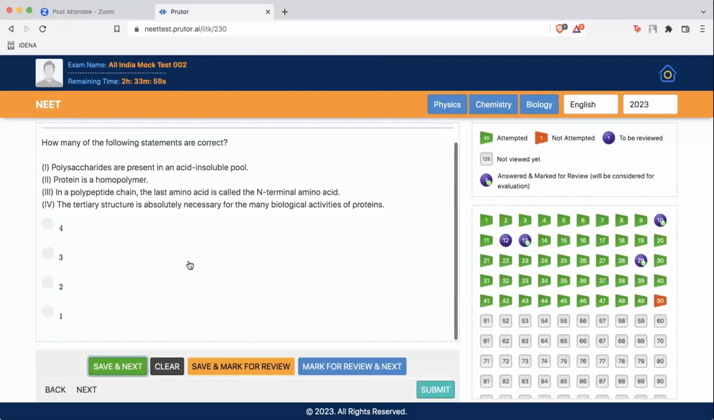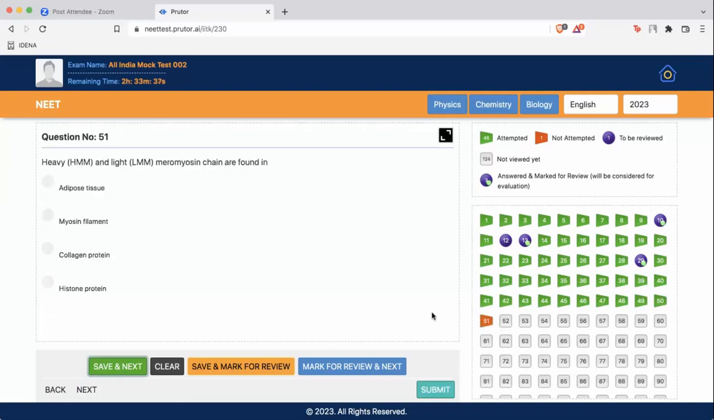How many of the following statements are correct? Polysaccharides are present in the acid insoluble pool. Yes. Protein is a homopolymer. No, proteins are heteropolymers. In a polypeptide chain, the last amino acid is called the C-terminal acid. The tertiary structure is absolutely necessary for many biological activities. Yes, it's necessary. So two are correct. One, the first and fourth. HMM and LMM are found in myosin filaments.